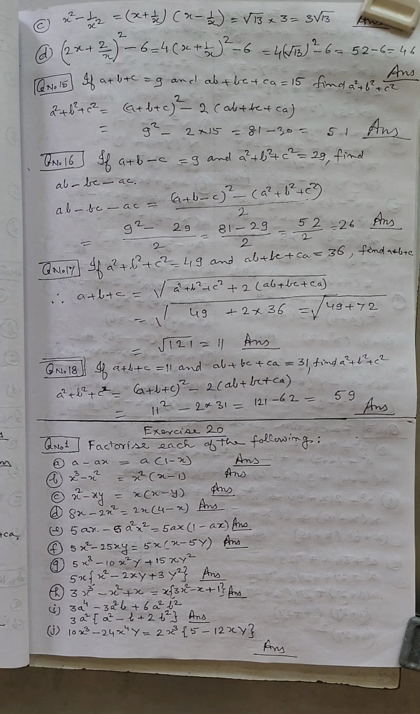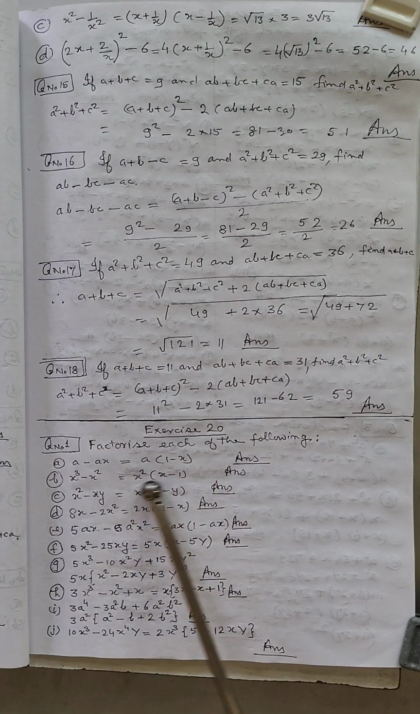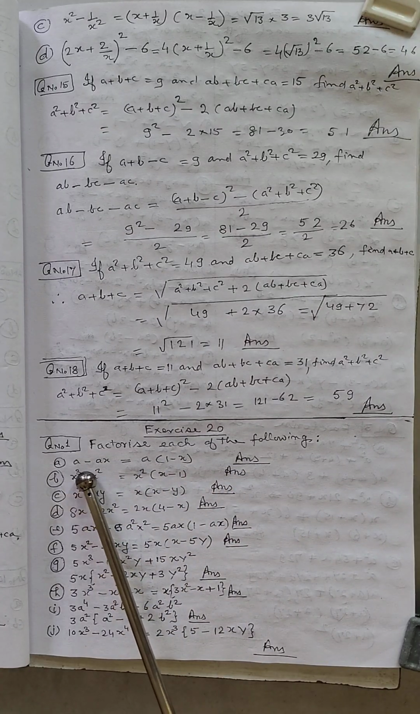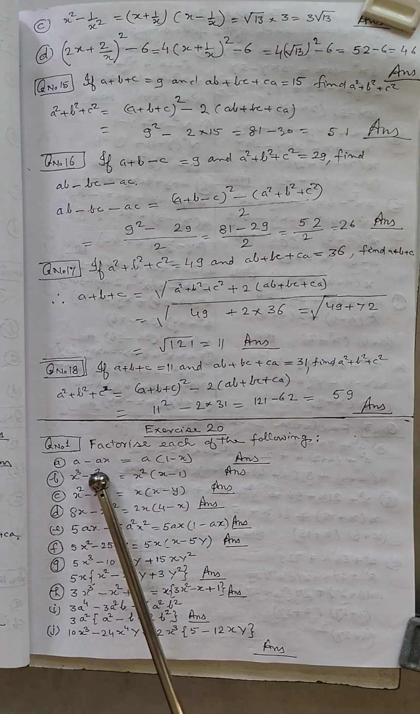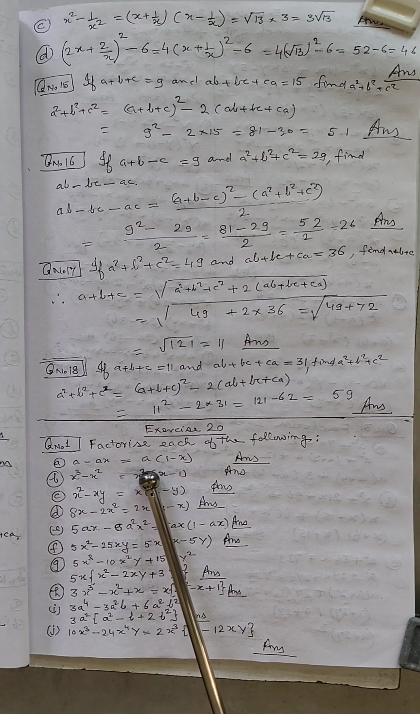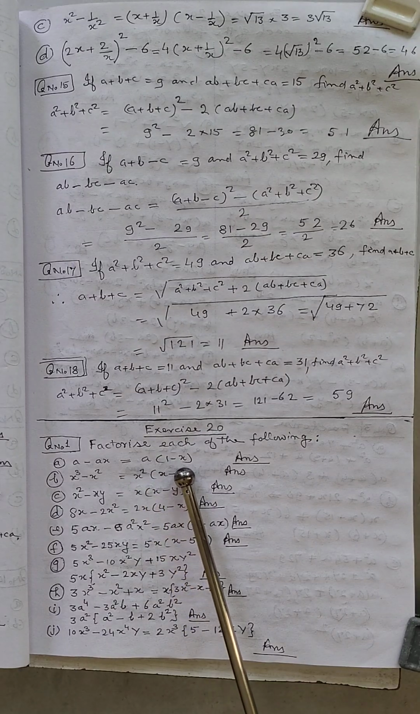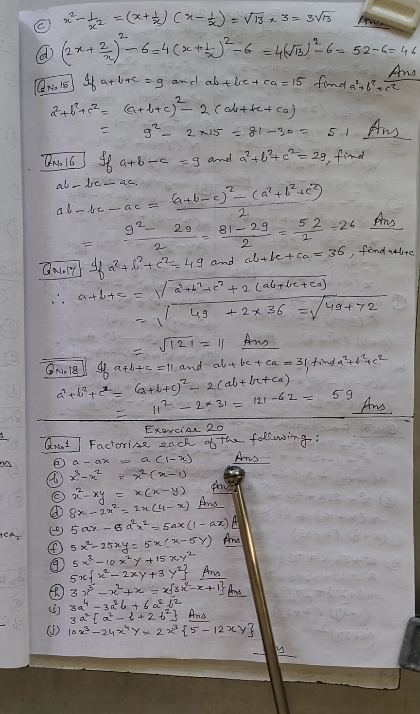ICSE Maths Class 8 Exercise 20. Question number 1. Factorize each of the following. A part, see, a minus ax. So we can take a common from these two terms. So we will get a outside of the bracket. Inside the bracket we will get 1 minus x, and this will be your answer.